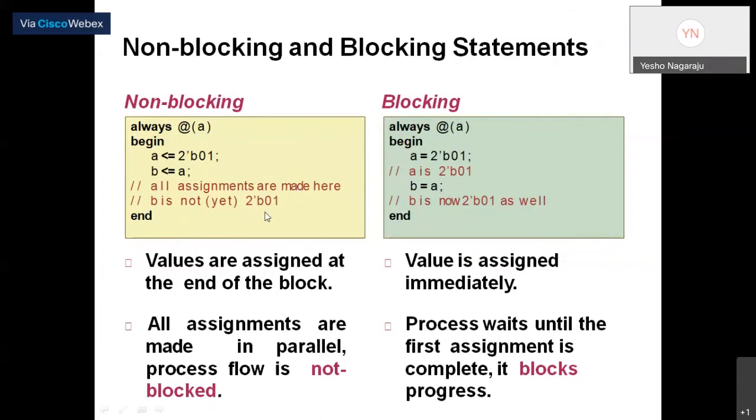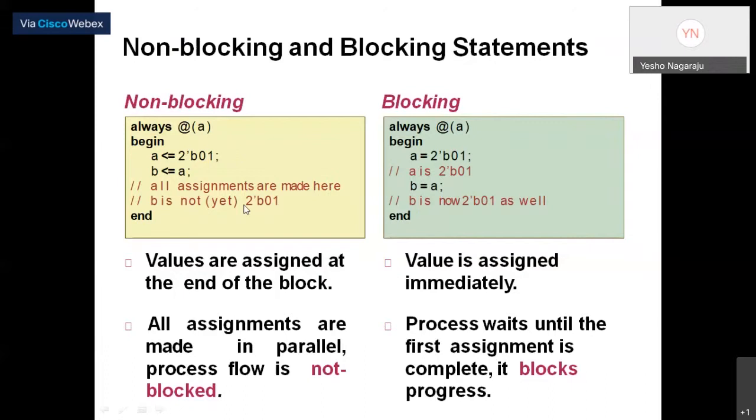Now this we know, because the blocking statements are executed sequentially, that means one after the other. Only after finishing one statement does the next get to execution. That means A gets assigned 2'b01, and B gets assigned 2'b01 because A is being assigned again to B. So A and B will have the same values at the end.